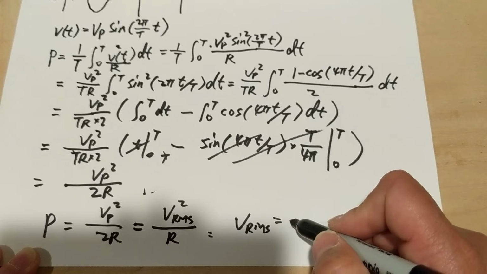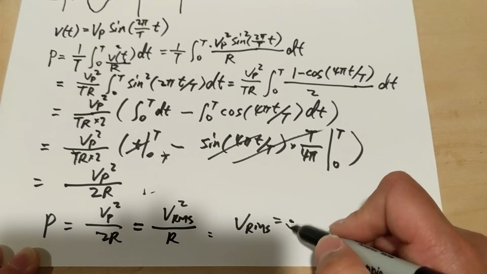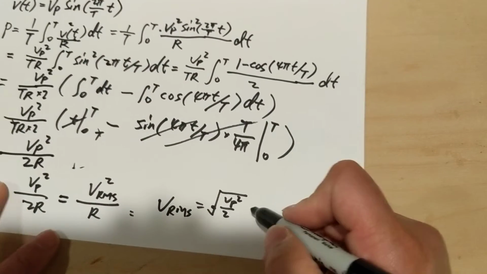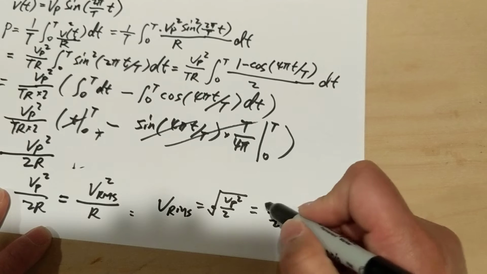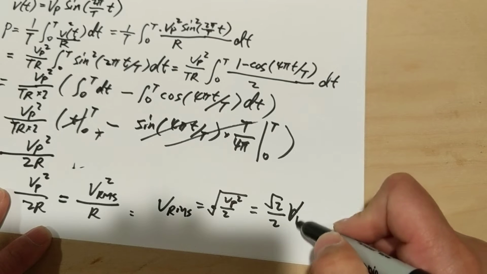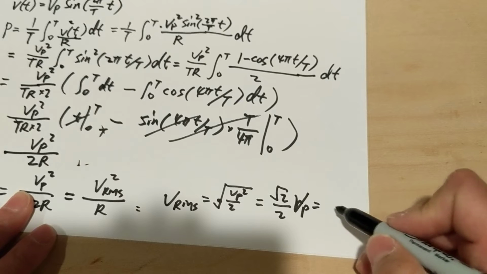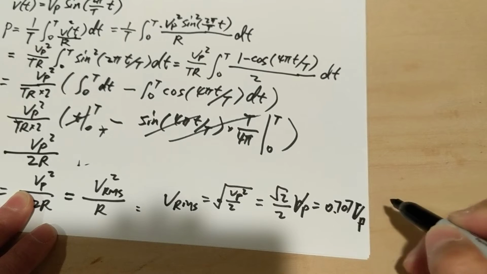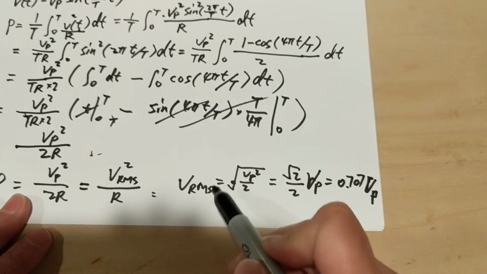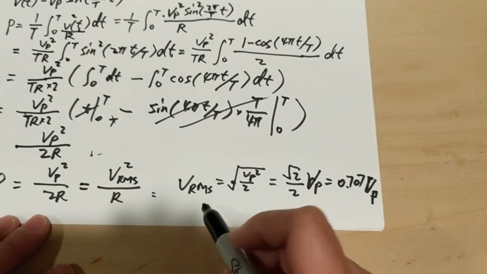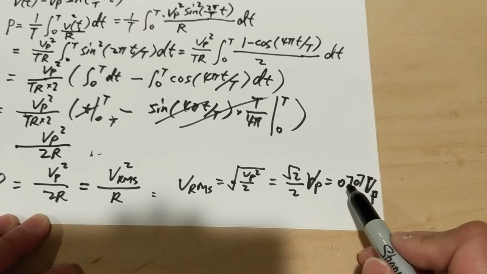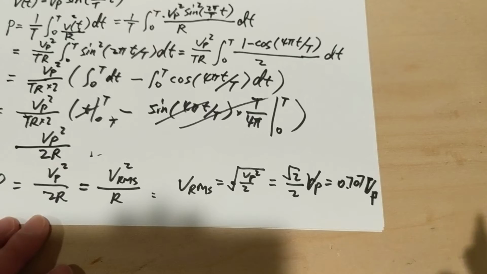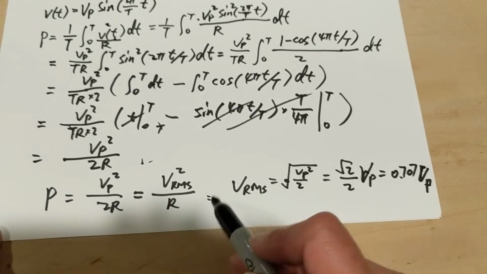So we can see V RMS equals the square root of Vp squared over 2, which equals Vp over root 2, which equals 0.707 Vp. So now we can see that normally people say, okay, I use the RMS. So RMS is 0.707 of the peak value Vp. It's easy to remember. But the actual power is this one.